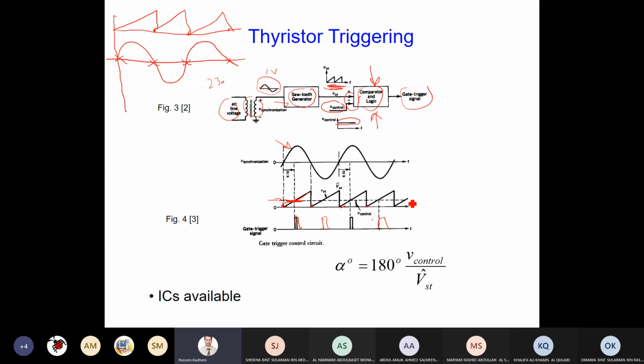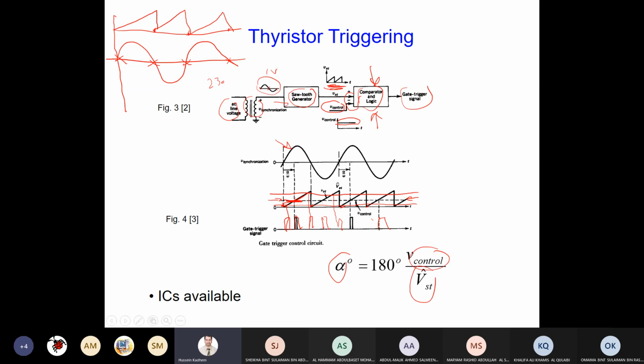Now you see this control signal? When I increase it, it becomes like here, as an example. Then the position of the trigger or firing angle will change. If I reduce it, here is the firing angle. So by increasing or decreasing the control signal, the firing angle moves its position. For that, alpha is a function of V control and V sawtooth, the highest. It's a comparison between them.